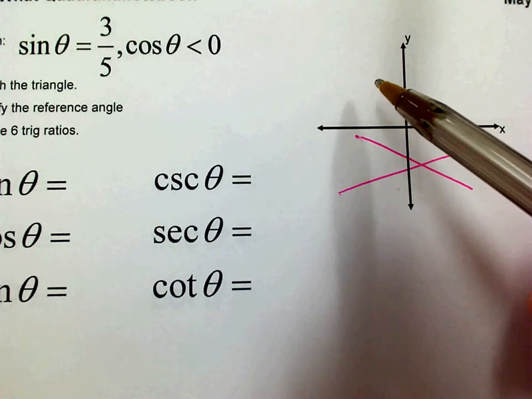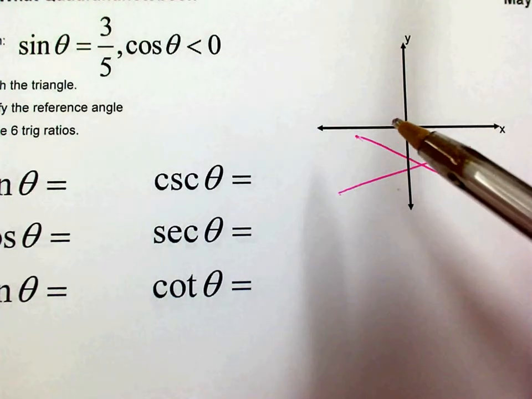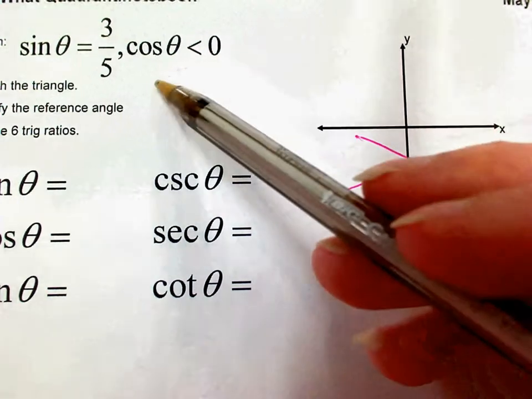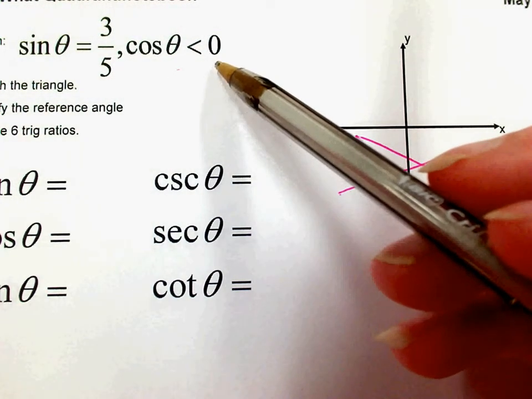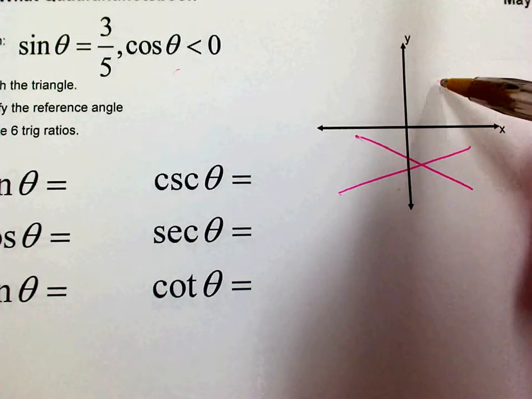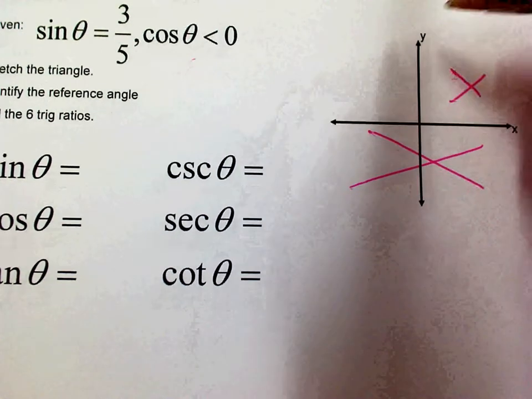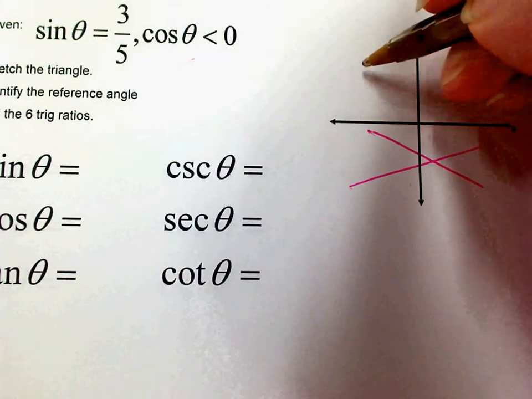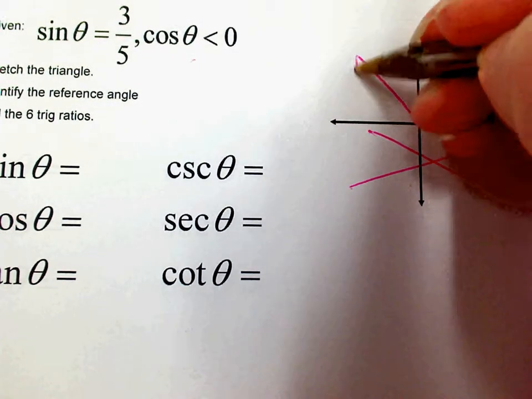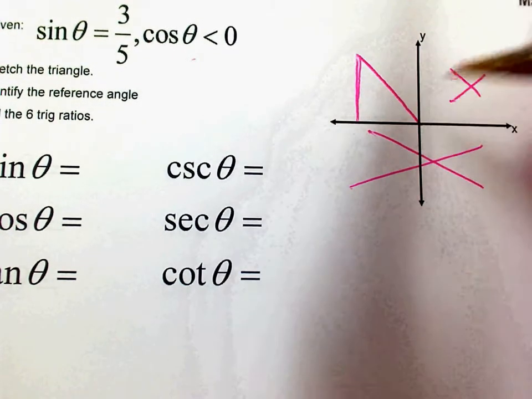Cosine has to do with the x, right? So what does that mean when it says cosine is less than 0? It's got to be negative. Nothing's negative over here, so I know that I'm going to have to draw my triangle in that quadrant. So then what you do is you just draw a triangle. It really doesn't matter what it looks like. We could make it try and look like that, but don't care.